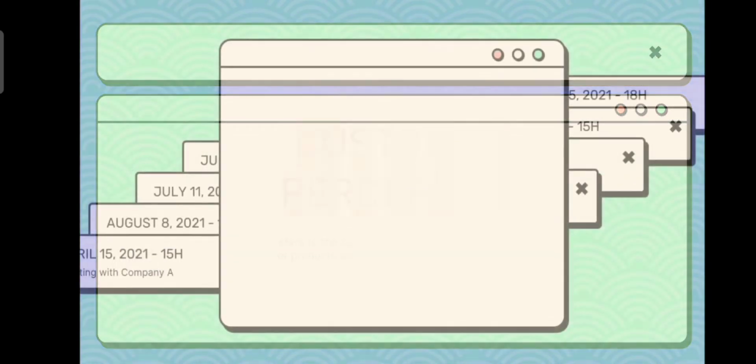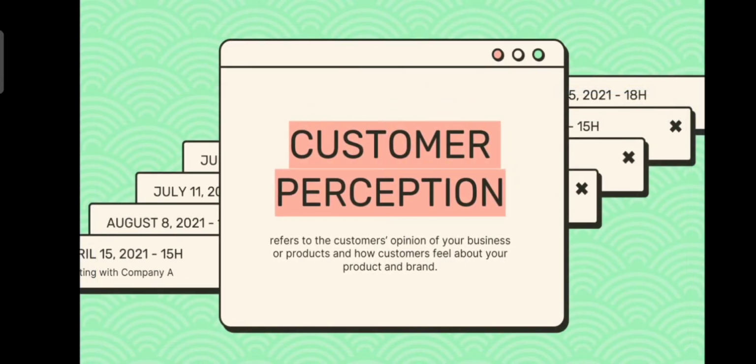Customer perception. Customer perception refers to the customer's opinion of your business or products and how customers feel about your product and brand. It is important for your product to be known in a certain market and to understand your customer purchasing behavior and decisions.